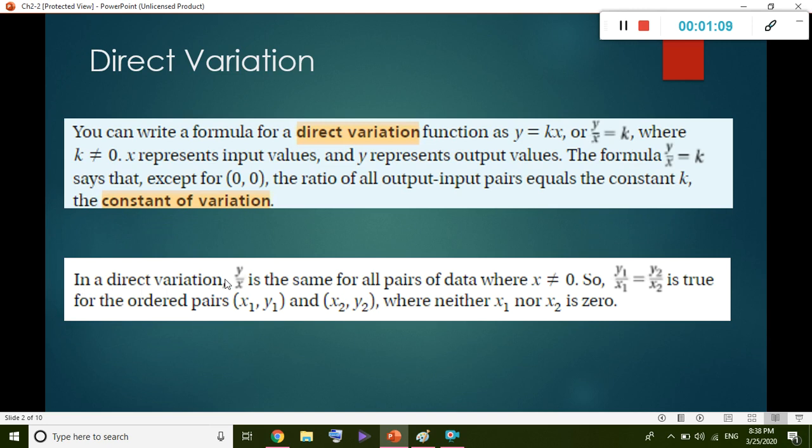In a direct variation, y over x is the same for all pairs of data, where x is not equal to 0. So y1 over x1 equals y2 over x2 equals y3 over x3, and so on, yn over xn. When this is true, the ordered pairs are (x1, y1), (x2, y2), where neither x1 nor x2 is 0. We're going to use this idea in problem number 3. But let's start now with finding if the equation is a direct variation or not, and finding the constant of variation.